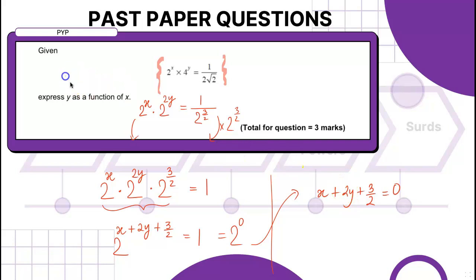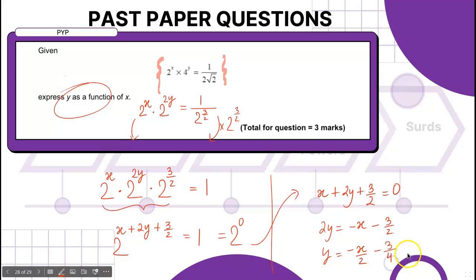What we need to do? Okay, we have to make y the subject. So 2y is going to be minus x minus 3 by 2. So y will be minus x by 2 minus 3 by 4. And I think this is our final answer. It was quick, no? Just 4-5 steps and we are done.